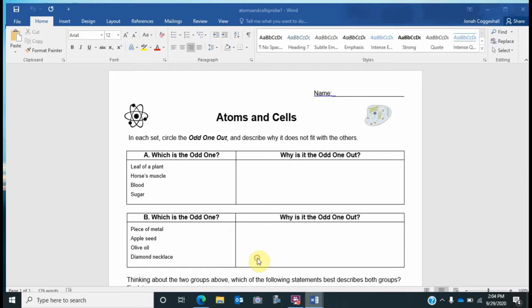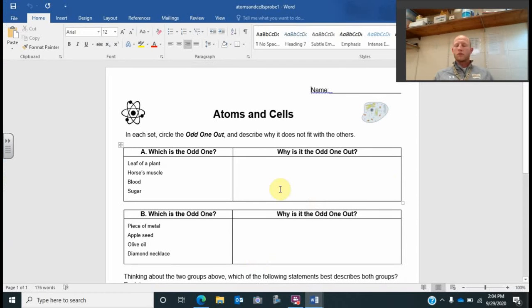Hello, everybody. So we're gonna go over this atoms and cells worksheet. If you haven't got this turned in, please get this turned in.